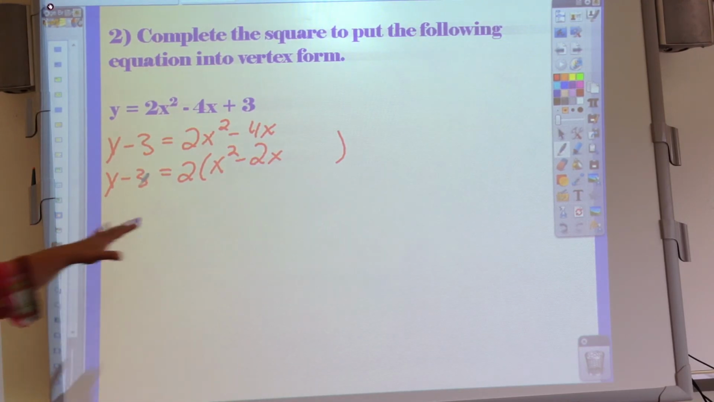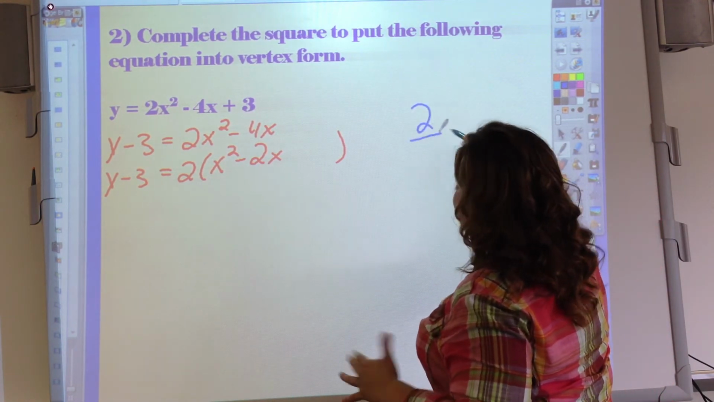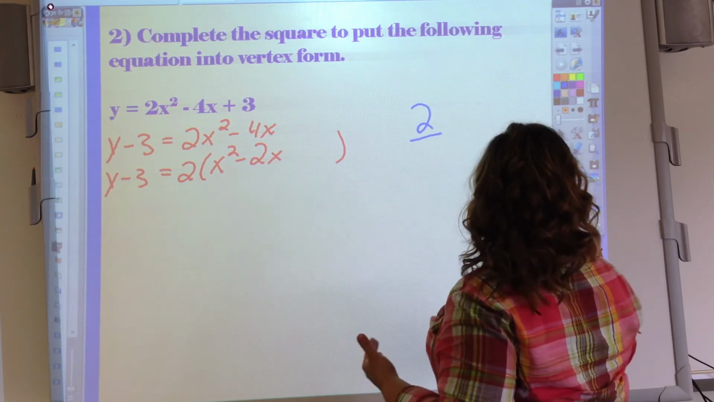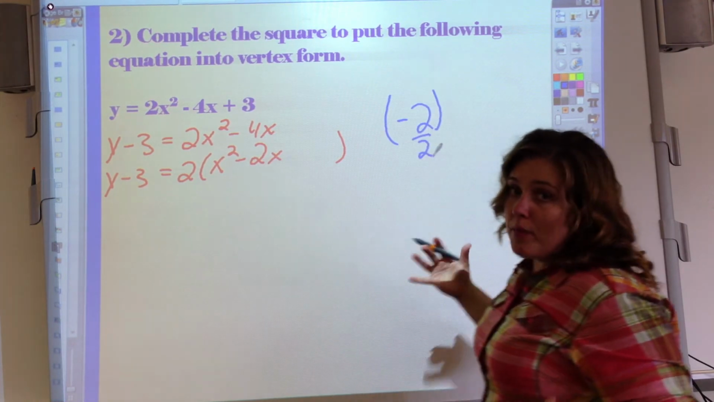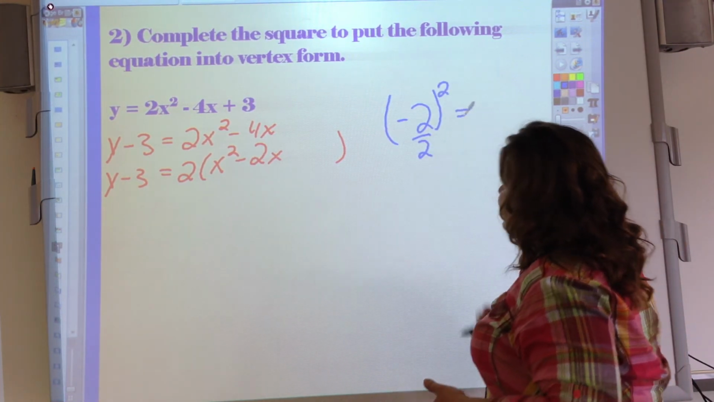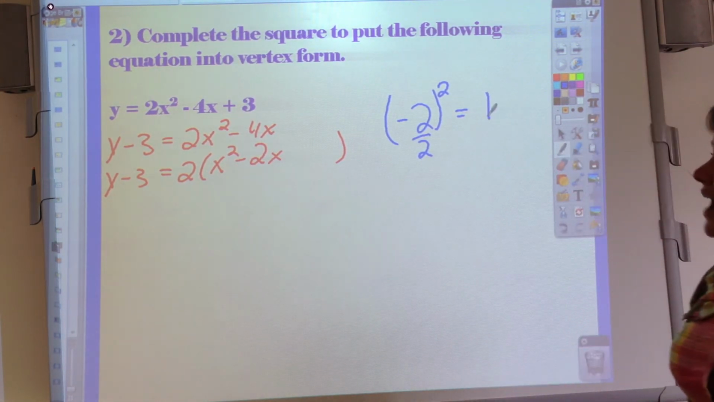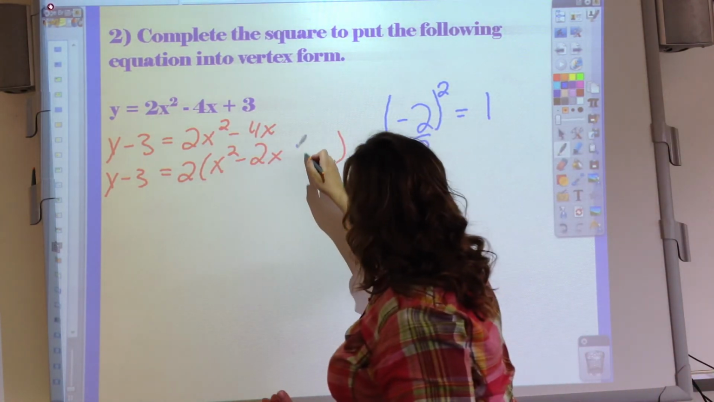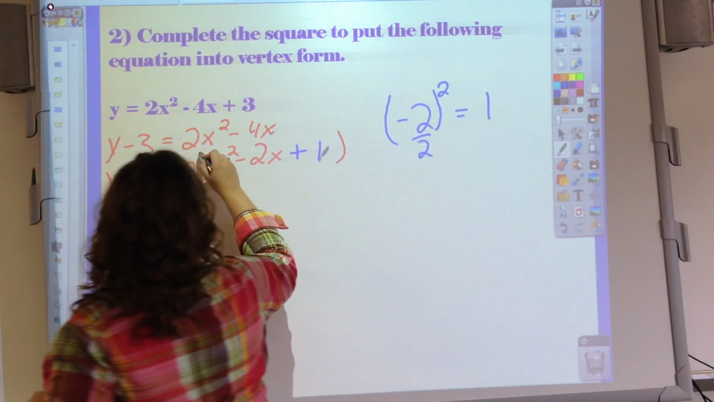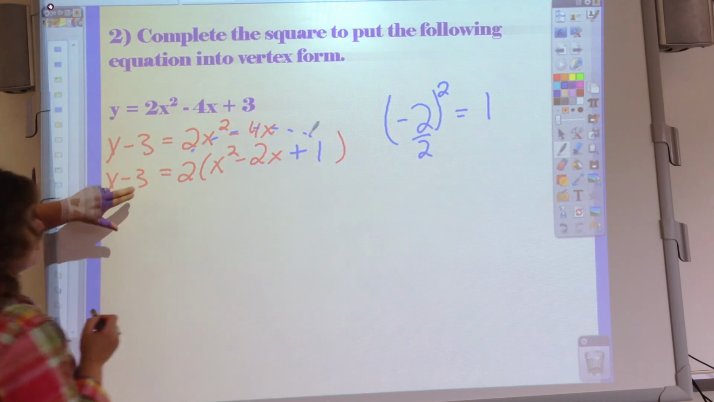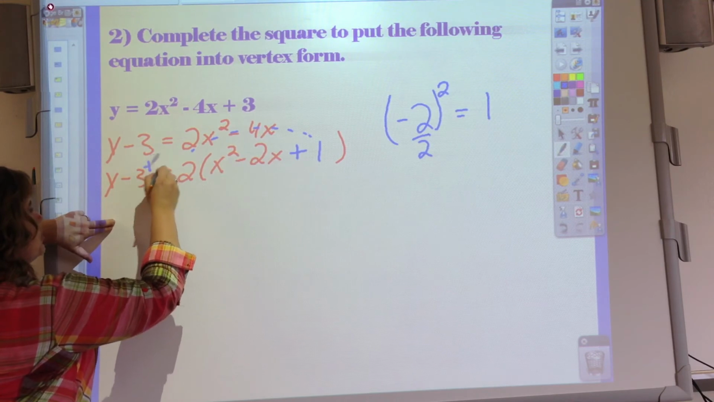So let's find our b value. My b value is 2. And in this case, let's go ahead and call that a negative 2. I'm going to have a negative 2 right here. Divide it by 2 or multiply it by 0.5 and square it. Negative 2 divided by 2 gives me negative 1. When I square it, gives me a positive 1. So this positive 1 I'm going to add right here. But please notice that it's actually being multiplied by a 2. So over here, I'm actually going to add 2 times 1, which is 2.